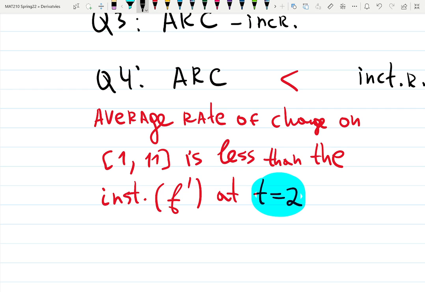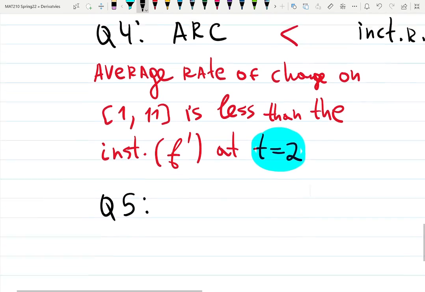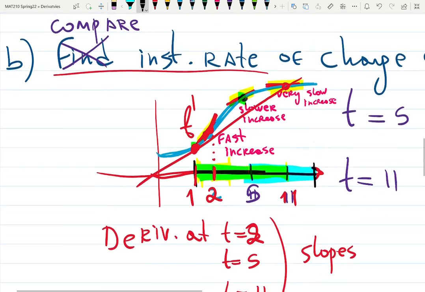So what about a different one? Question number 5. I didn't ever mention Q4. Q3 means question number 3 and 4 and 5. Question number 5: what if I choose another point? For example, point 9.